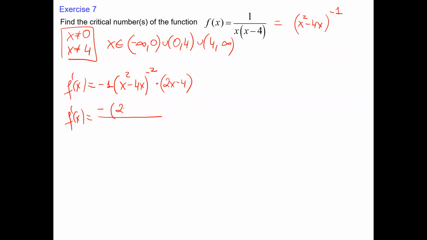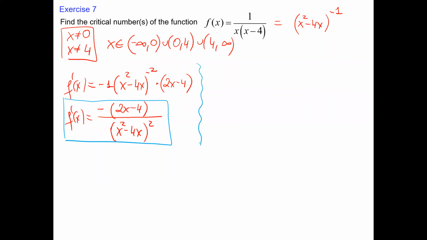-1 and the quantity 2x minus 4 will stay on the top, and the quantity x squared minus 4x will be taken to the power of 2 in the denominator. Perfect. We cannot really simplify. We have a fraction. That's what we always need for these functions other than polynomials. And we almost see the zeros of the numerator and denominator.